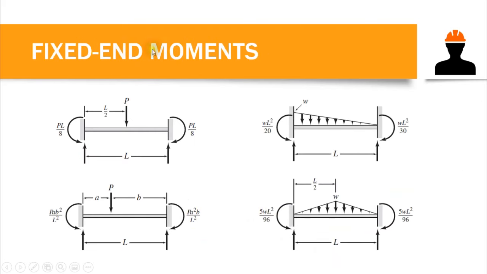Now, for fixed end moments, this is the moment if we have a restrained beam. This is an example of a restrained beam in which we have fixed supports on both ends of our beam. Okay, so this is a fixed support and this is a fixed support. Our fixed end moment is this one. If we have this load P at the center, L over 2, our fixed end moment on the left is PL over 8.